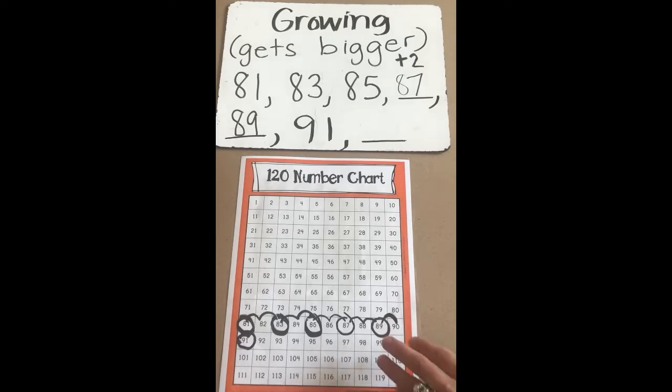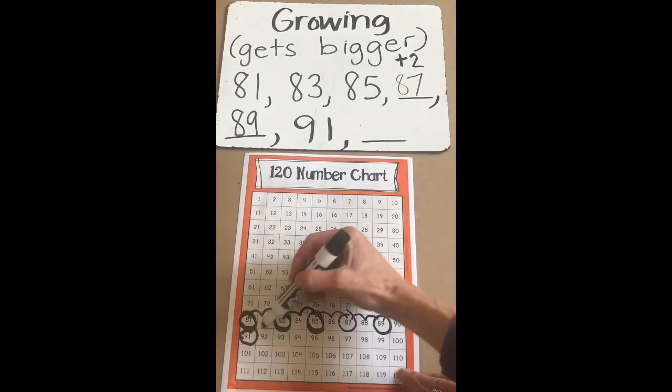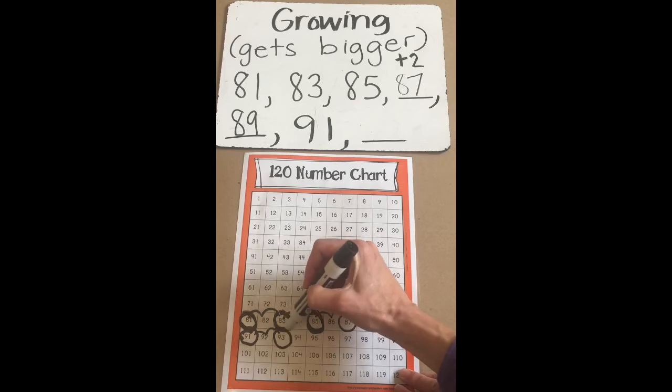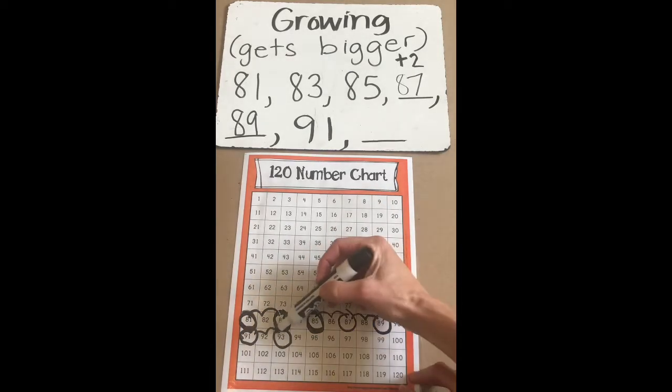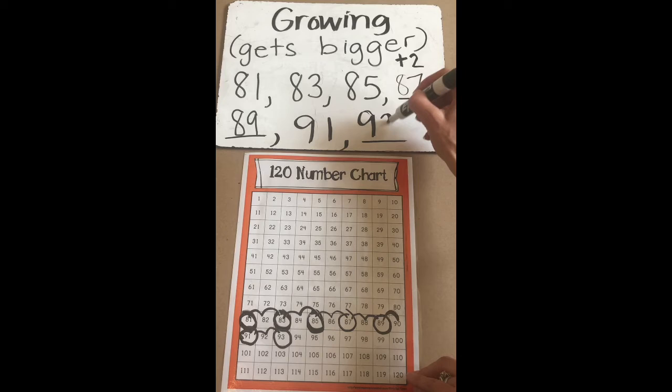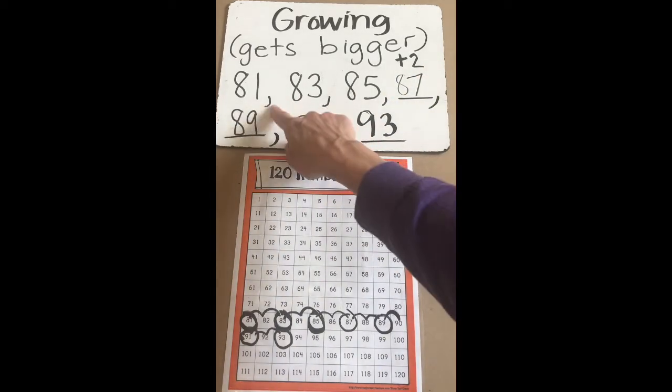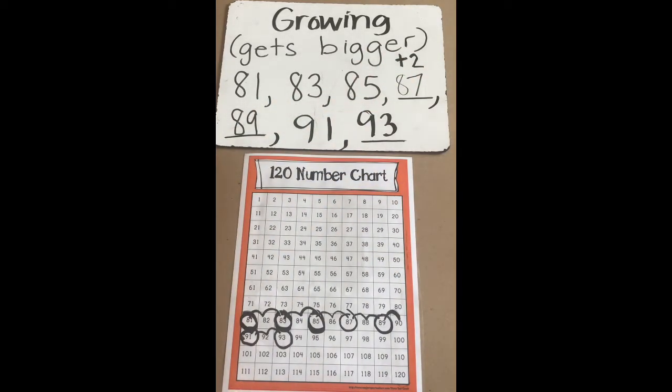And we still need one more number. Let's use our rule to figure out the last number. Adding 2 or 2 more. 1, 2. Our last number is 93. So that was a growing pattern, and growing patterns get bigger. And it helped us to use the numbers that we already knew to figure out the rule to help us figure out the missing numbers.